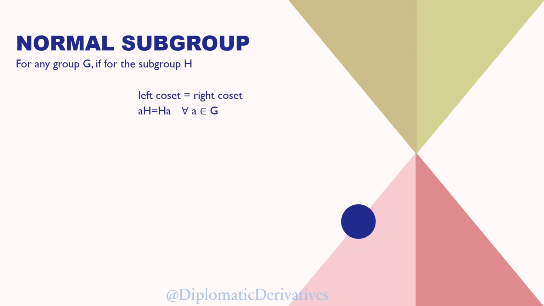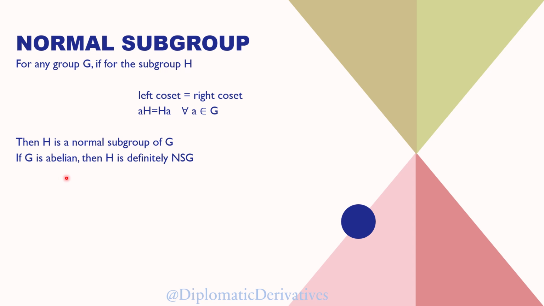Now, for any group G, what we're doing is we take a group and we take a subgroup H for that group. If the left coset is equal to the right coset, then we say that the subgroup is a normal subgroup of G. The concept of cosets is the basis of normal subgroups, which you need to be thorough with first. Why do we need cosets here? Because with the help of cosets we will be proving that a certain subgroup is a normal subgroup. So the condition is that the left coset must be equal to the right coset.